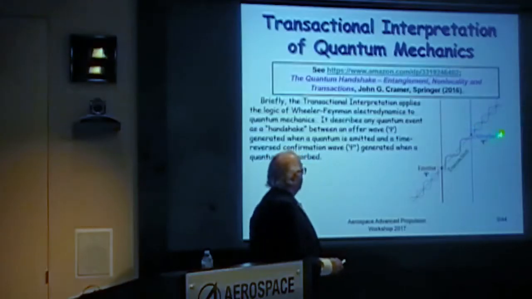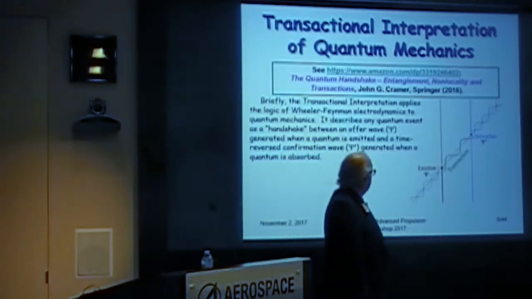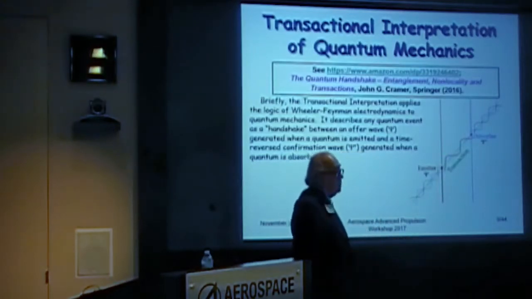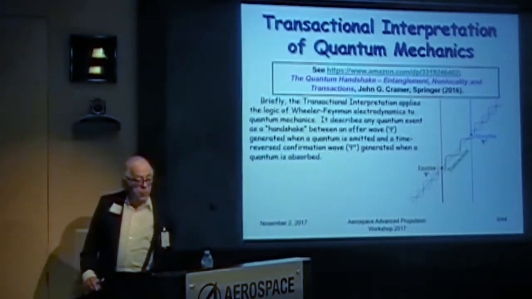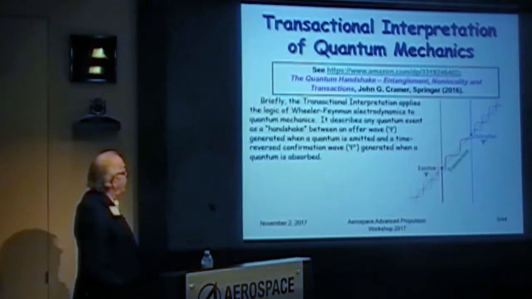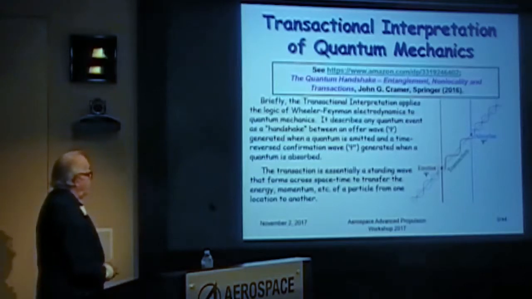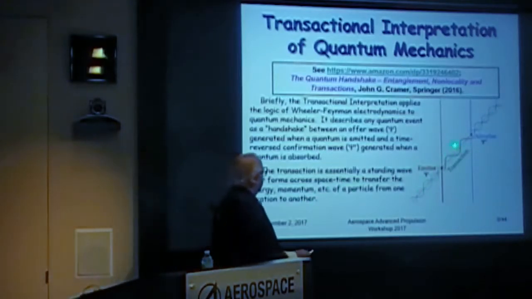So one can assume that the psi's that appear in the quantum formalism are retarded waves, and the psi stars that are appearing in the formalism are advanced waves, and they're shaking hands with each other and making transactions that allow things to go forward. Now, I don't have time to go into great detail about the process, but I'll say a few things about it, and you can read further if you want. I'll give you a reference at the end. The transaction is essentially a standing wave that forms in space-time, transferring energy, momentum, and so forth from one particle at one location to another.